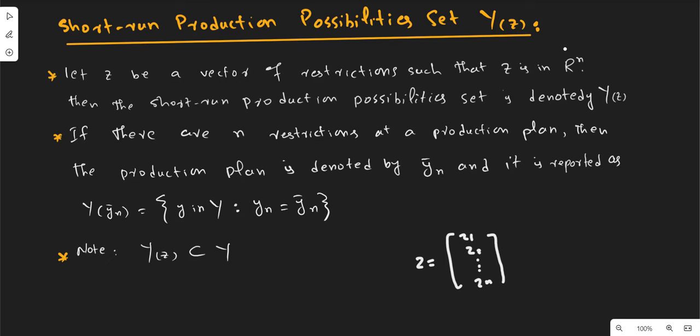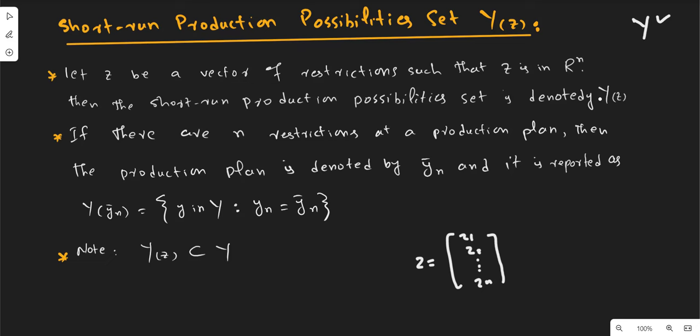So Z appears in the Rn dimensional real space, and since there is no positive sign, this space contains both negative as well as positive dimensions. Alright. Then the short-run production possibility set is written by Yz. The production possibility set, as you know, is written by simple Y. But when it is short-run, it means that there are some sorts of restrictions. Then instead of Y, the production possibility set is written as Yz. So it is a restricted production possibility set, or you can call it the short run production possibility set.